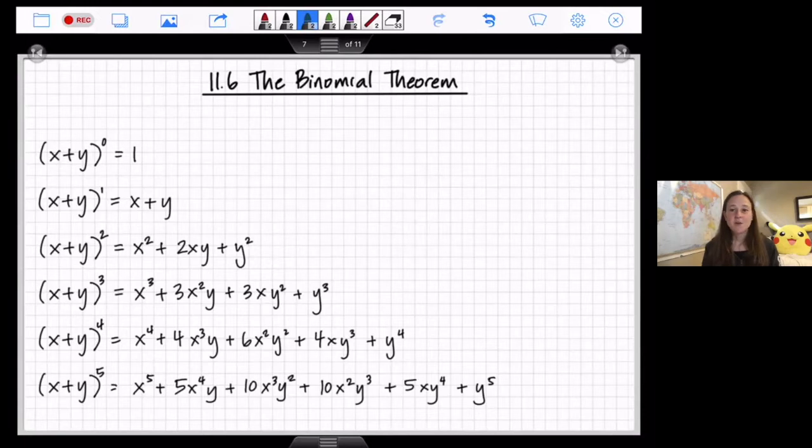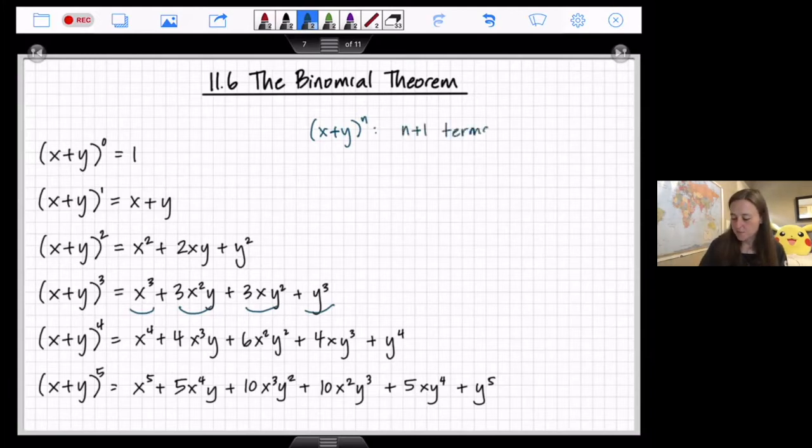The first one I want to note is how many terms we have. So notice that when I had x plus y cubed, for example, I had 1, 2, 3, 4 terms. And x plus y to the fourth, I had 5 terms. X plus y to the fifth, I've got 6 terms. So let's write this down. We can notice that when I have x plus y to the nth power, we're going to predict that we're going to have one more term in the expansion than we have in the exponent. So we're going to have n plus 1 terms.